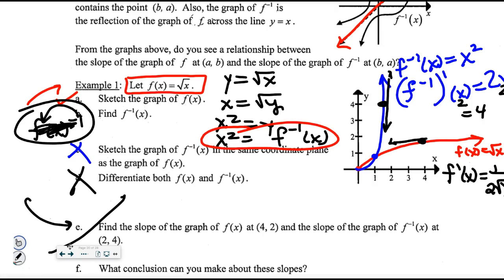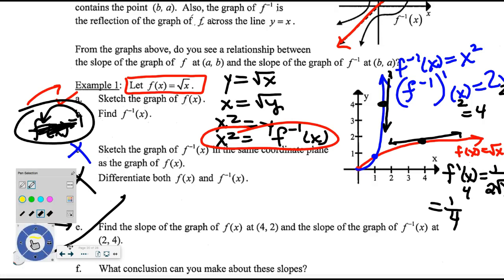Over here at 4, 2, when I put a 4 in and a 4 in, notice what I get. I get 1 over 2 times 2. I get 1/4. What I really want you to focus on, because this is the key to the whole section, part of it is knowing how to read the notation, and part of it is really making sure you understand this relationship. So look at it.